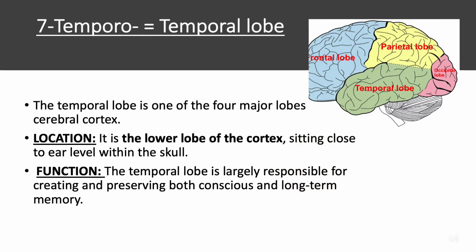Seventh example is temporo, which means temporal lobe. The temporal lobe is one of the four major lobes of the cerebral cortex. Location: it is the lower lobe of the cortex, sitting close to ear level within the skull. Function: the temporal lobe is largely responsible for creating and preserving both conscious and long-term memory.